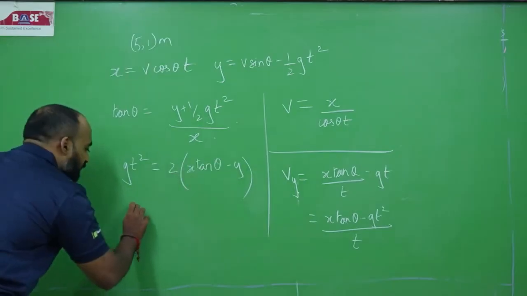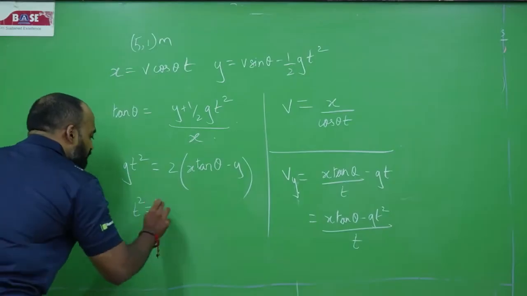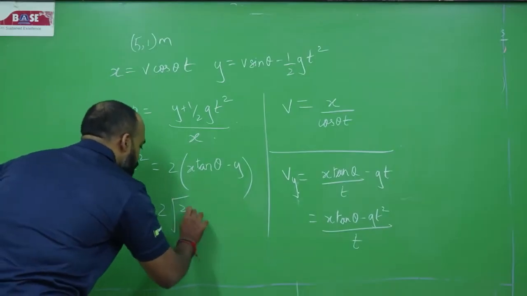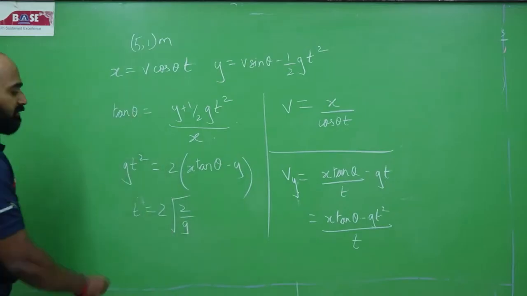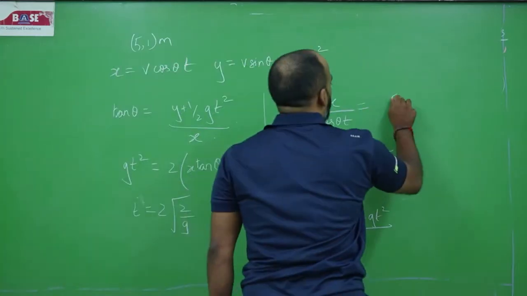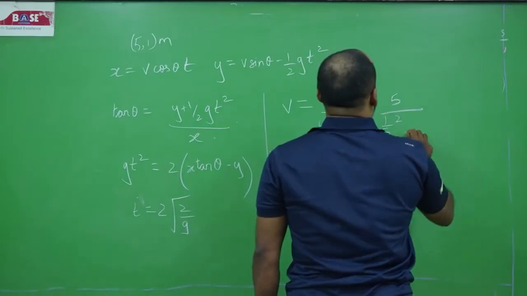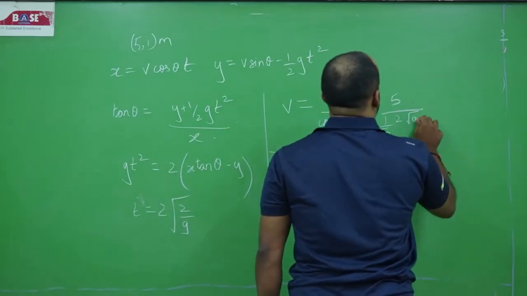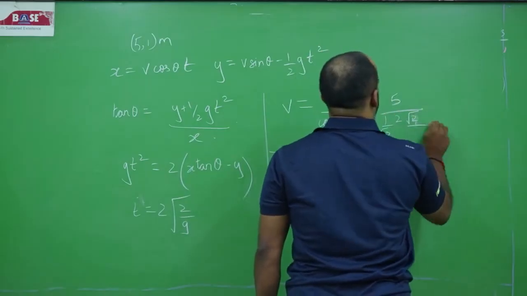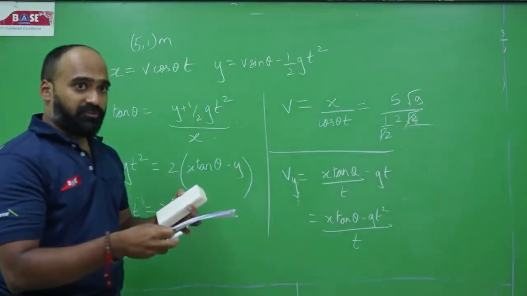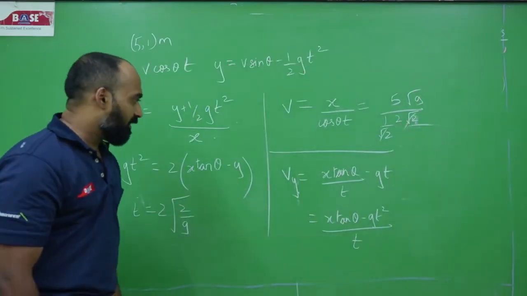So gt square is 8, or t square is 8 by g, or t is 2 times root of 2 by g. Substitute that here, 5 cos 45, 1 by root 2, and then this is 2 root 2 root g. So 5 by 2 root of g. That's option A. Option A is correct.